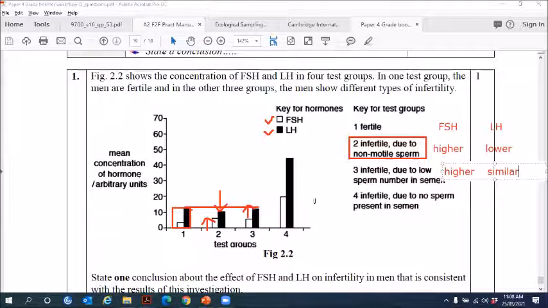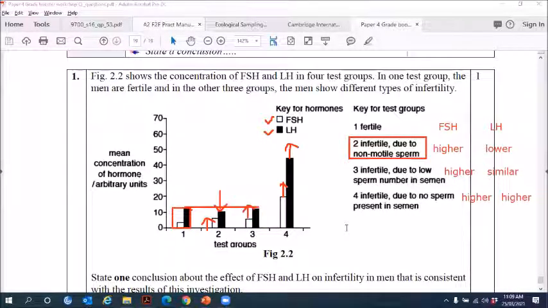Now the last group, you can see that both the FSH as well as the LH level are raised. So your conclusion from the statement here will be that group 4 has both FSH level and LH level higher than the fertile men. So it will lead to group 4 infertility, or no sperm being present in the semen, or no sperm being produced. So basically these are the answers.